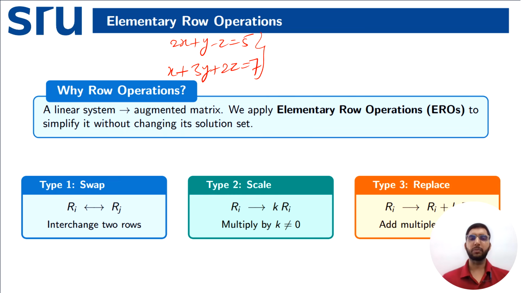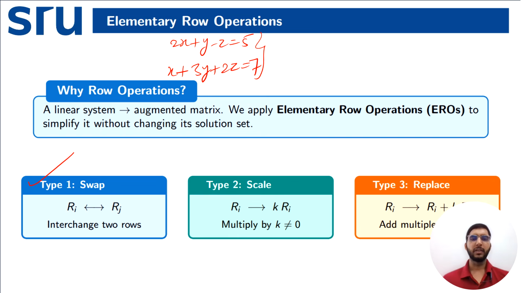There are three types of row operations which we use to transform the matrix without changing the solution set. Type 1 is swapping of two rows. That means the ith row can be interchanged with the jth row. I can write the ith row in place of the jth row and the jth row in place of the ith row. This is useful when we want to move a non-zero element into a pivot position.